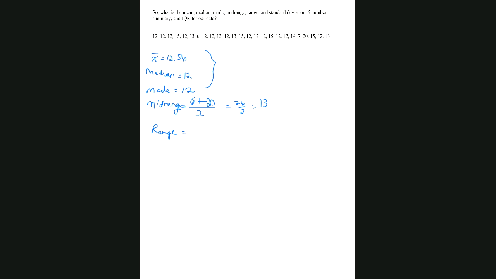So that's 20 minus 6, and that's 14. That might suggest that the data is very spread out, but we happen to know that it is not. Most of the data values are 12, 13, 15. So we could just chalk that up to having an outlier. Both the highest and lowest values are outliers, so that affects the range.